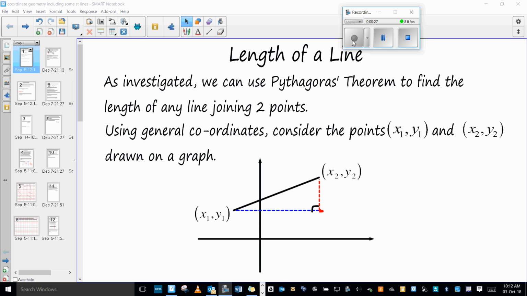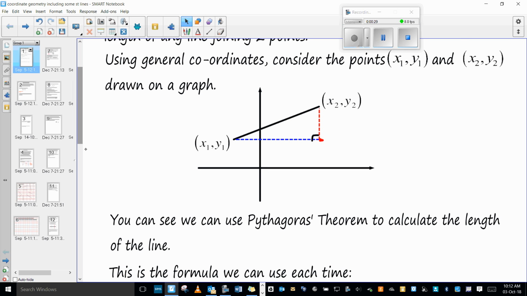Okay, so if I have this coordinate here, x1, y1, and I have this coordinate here, x2, y2, then I can find the length of this line by using Pythagoras' theorem. Can you all see that? No? Here's a coordinate x1, y1. So I'm using these general terms. This is my first x coordinate, this is my first y coordinate.